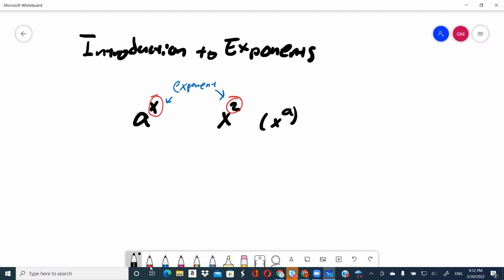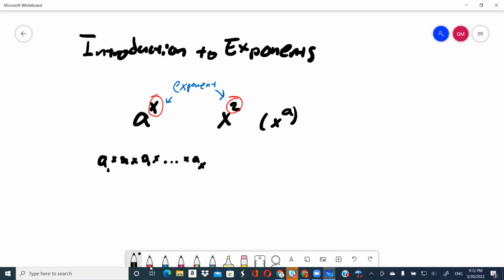So how does that work? Well, let's say we have a to the x. So in theory, we have a times a times a times... all right, let's back up a little bit. Let's replace the a with the x, make it a little less confusing. So a times a times a times a sub x.